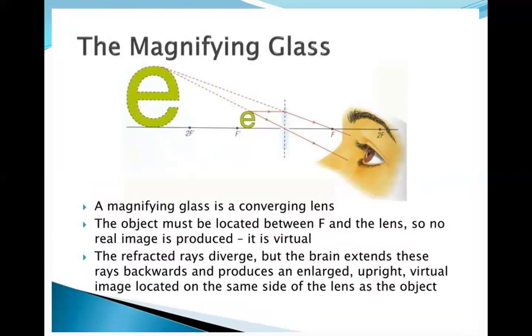The magnifying glass. Most of you have seen the magnifying glass. It is basically a big convex lens. A magnifying glass is a converging or convex lens. The object must be located between F and the lens. So basically, you place the magnifying glass near the object, so no real image is produced and a virtual image is produced on the same side of the lens. The refracted rays diverge, but the brain extends these rays backward and produces an enlarged upright virtual image located on the same side of the lens as the object.